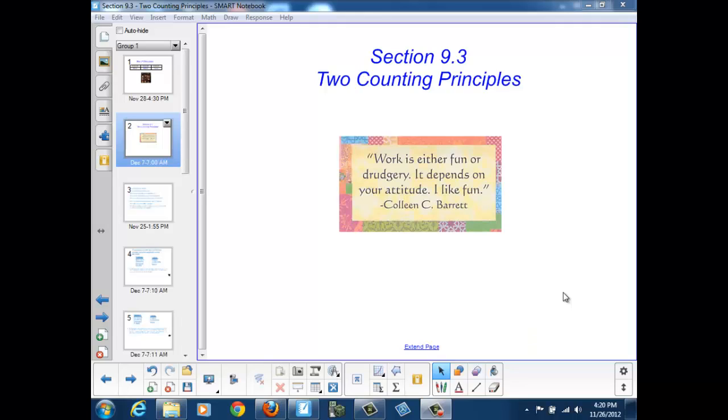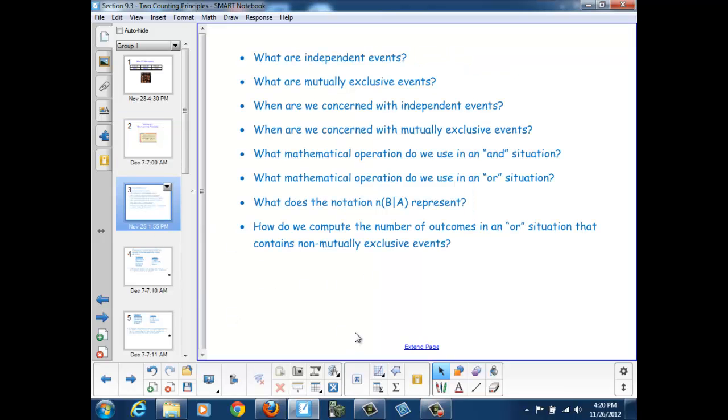Welcome to Section 9.3, Two Counting Principles. At the end of this section, you should be able to answer these questions.